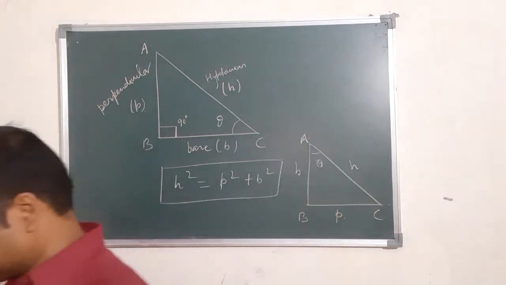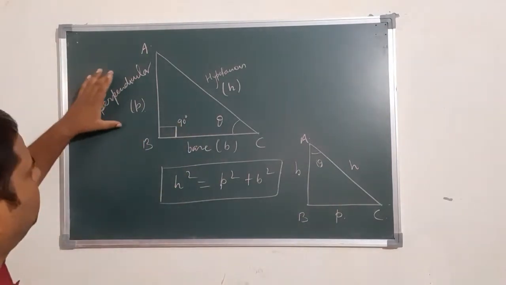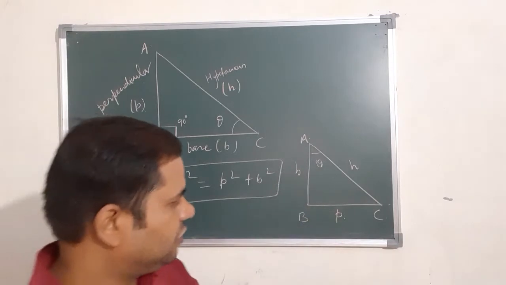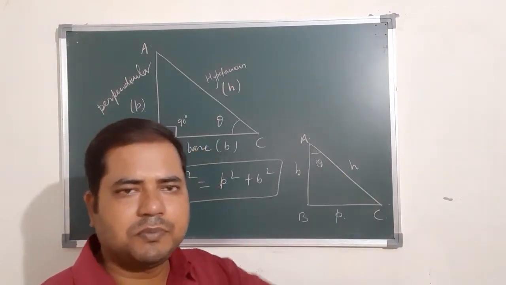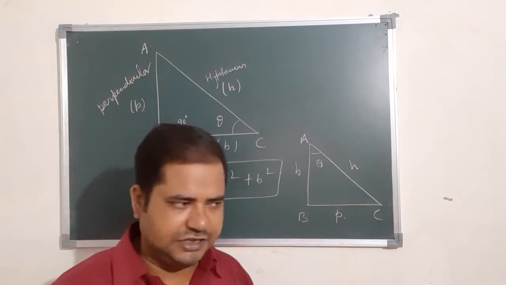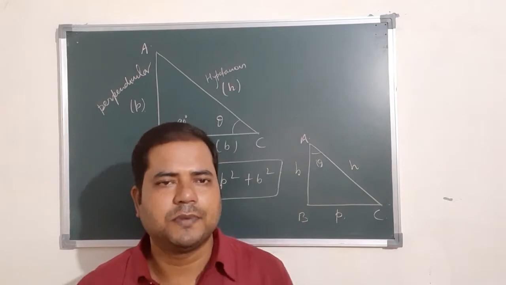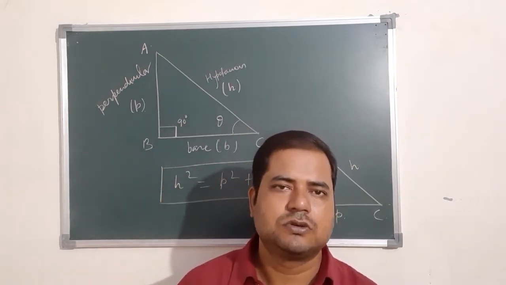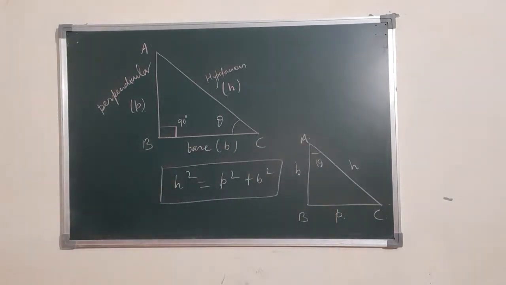Okay, so this is very important. You have to understand what the perpendicular is, what the hypotenuse is, what the base is. If you change the angle of consideration theta, the acute angle, then the perpendicular is changed. I hope you understand what is perpendicular, what is base, what is hypotenuse. So now we are going to move to trigonometric ratios. This is very important.